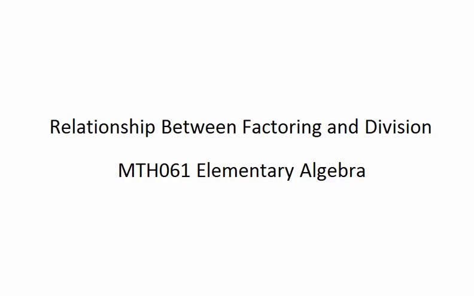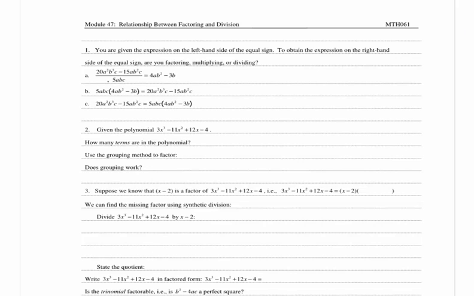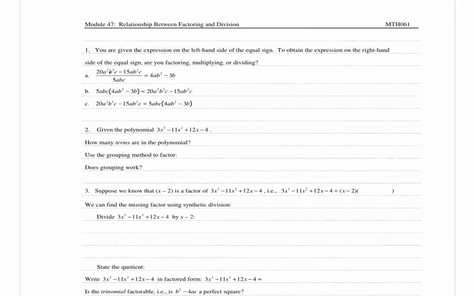In this video, we're going to look at the relationship between factoring and division. In one, it says, you are given the expression on the left-hand side of the equal sign. To obtain the expression on the right-hand side of the equal sign, are you factoring, multiplying, or dividing? In A, we have 20a squared b cubed c minus 15a b squared c all over 5abc is equal to 4ab squared minus 3b. And here we're dividing.